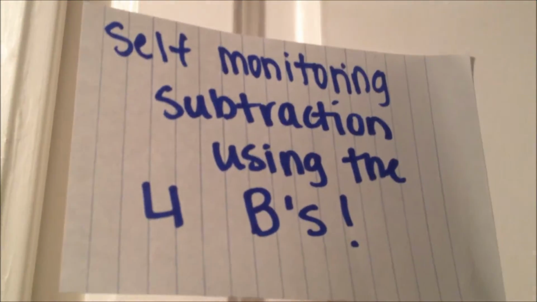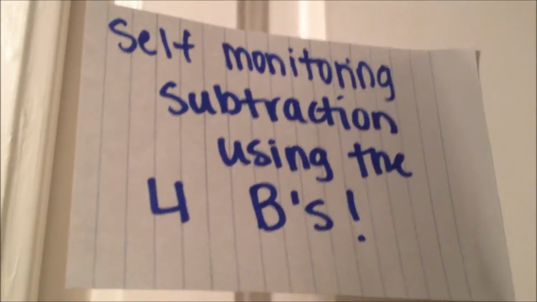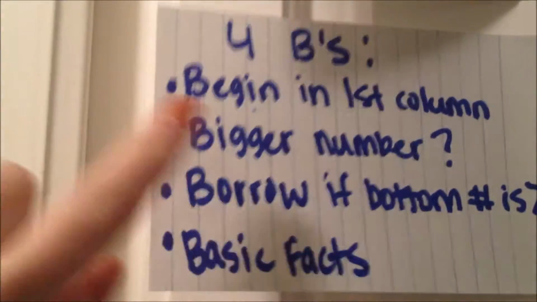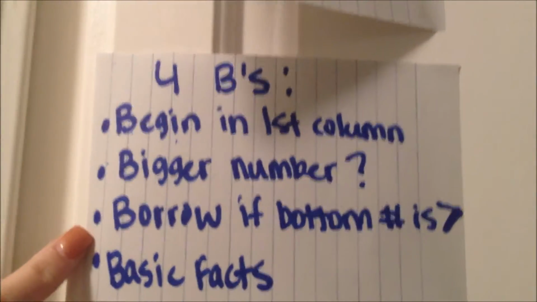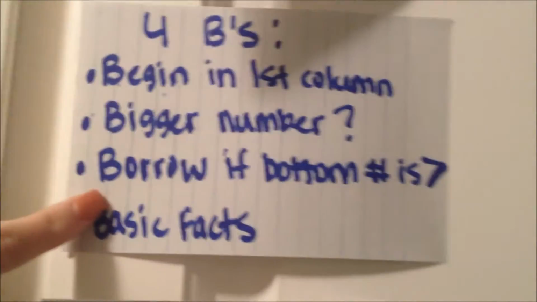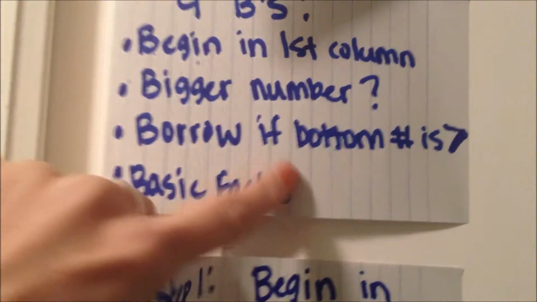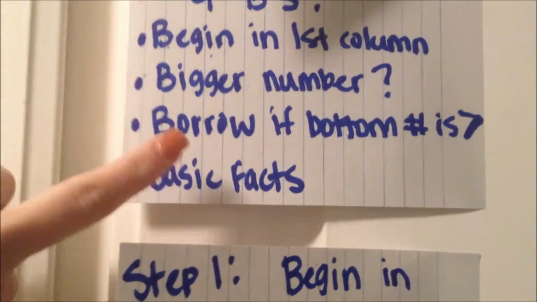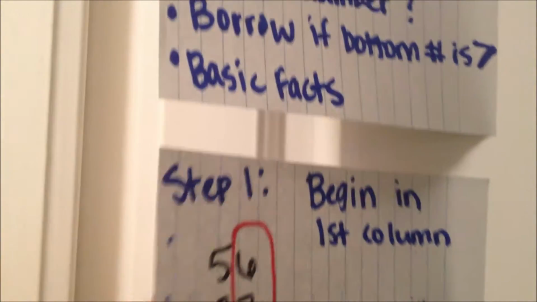This is my strategy for self-monitoring subtraction using the 4Bs model. The 4Bs are: begin in the first column, which one is the bigger number, borrow if the bottom number is bigger, and then always remember your basic facts.